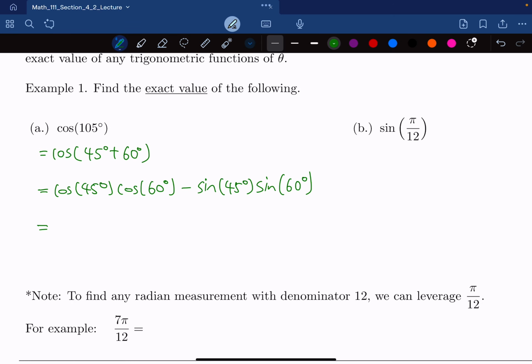Cosine of 45 degrees is radical 2 over 2. Cosine of 60 degrees is 1/2. Minus sine of 45 is also radical 2 over 2. And then sine of 60 is radical 3 over 2. Okay, and then when you simplify this, you get radical 2 minus radical 6 over 4. And that is your final answer here.